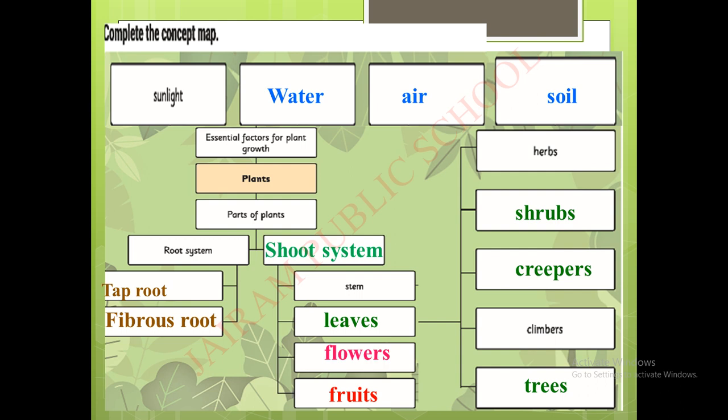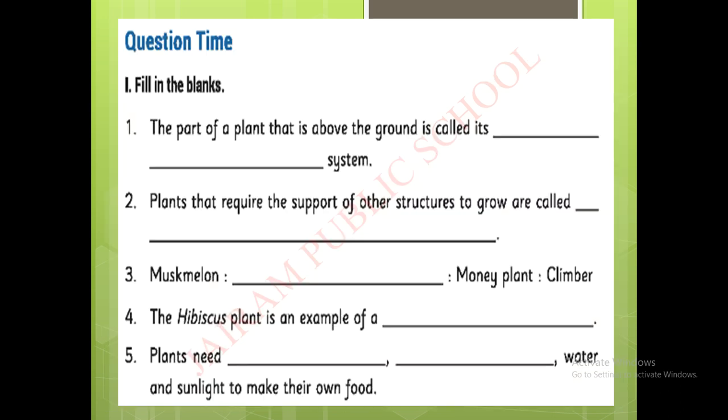Now you can write these answers in your book, page number 57. Right. Now we can go for the next slide. So here is the question time. Now we can discuss the answers for these questions. So what is the first one?